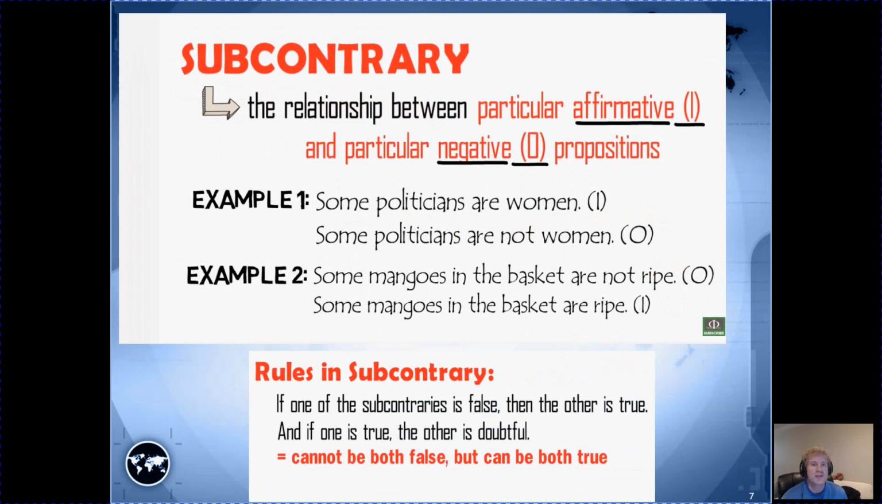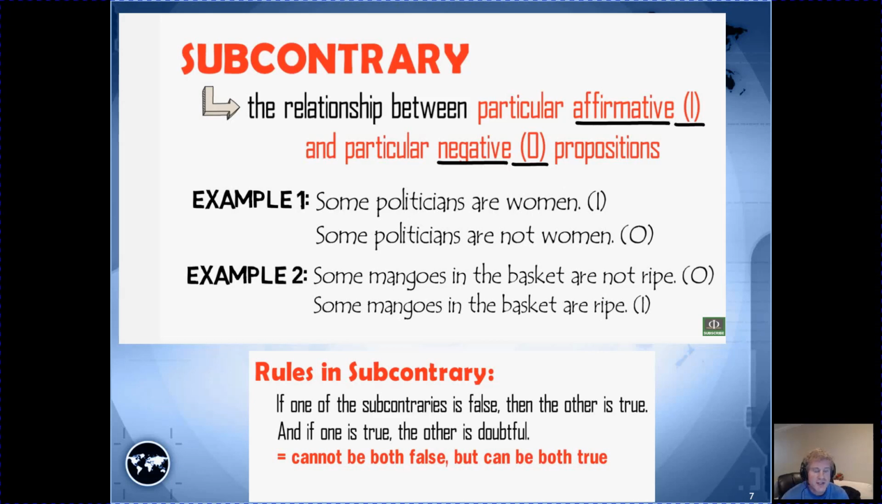So, let's go to the sub-contrary. Okay? Now, notice the difference in the words. Okay? Some. It doesn't say all, doesn't say everybody, doesn't say nobody. It says some. Sub-contrary with an S. Some. A lot of statements with the sub-contrary starts with some. Okay? Some politicians are women. Some politicians are not women. Okay? Clearly, both of these statements are not contradictory to each other. I mean, they're both okay, that's fine.